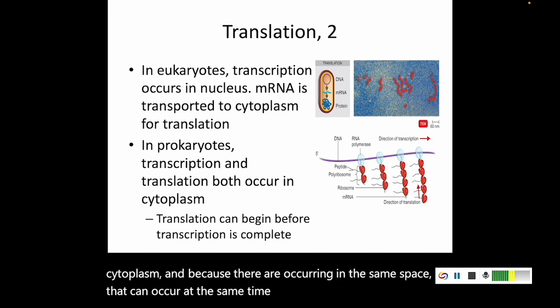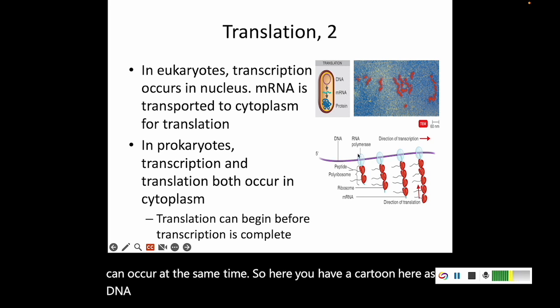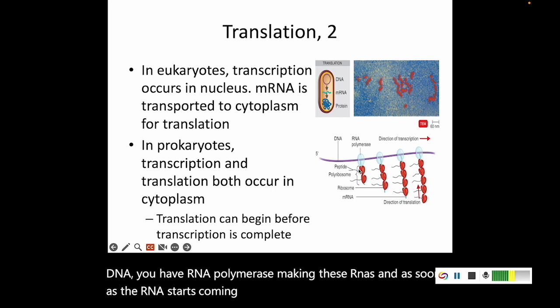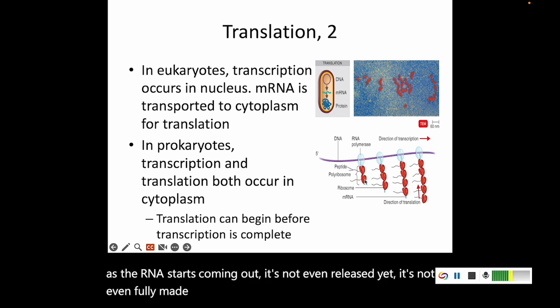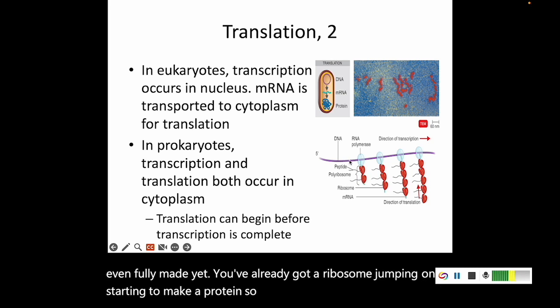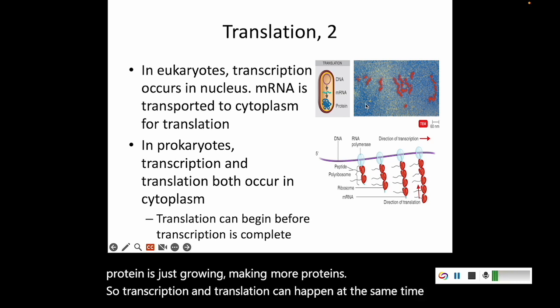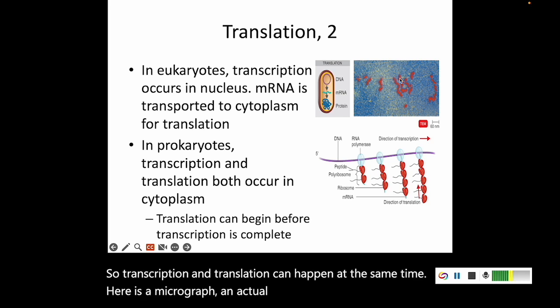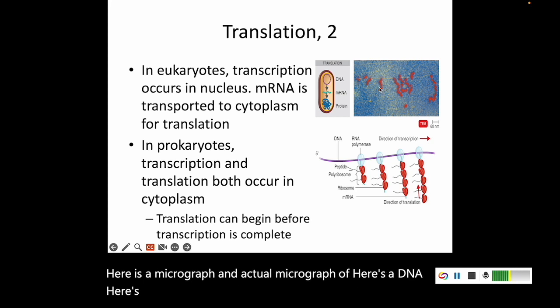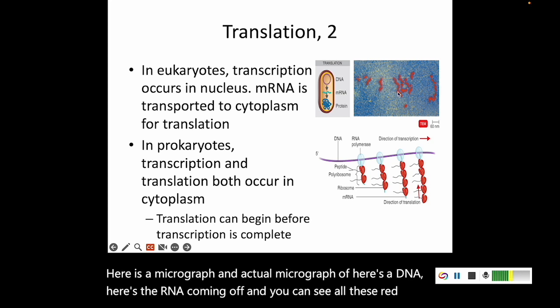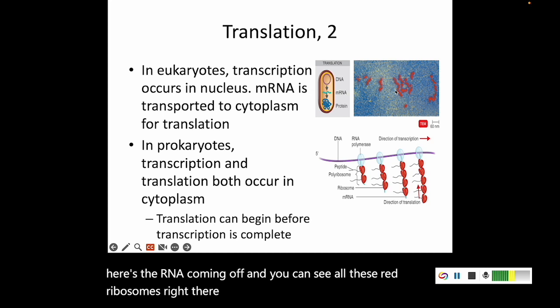So here you have a cartoon. Here is DNA. You have RNA polymerase making these RNAs, and as soon as the RNA starts coming out, it's not even released yet. It's not even fully made yet. You've already got a ribosome jumping on it, starting to make a protein. So as transcription continues, your protein is just growing, making more proteins. So transcription and translation can happen at the same time. Here's an actual micrograph of the DNA, the RNA coming off, and you can see all these red ribosomes right there. Transcription and translation can be linked together.